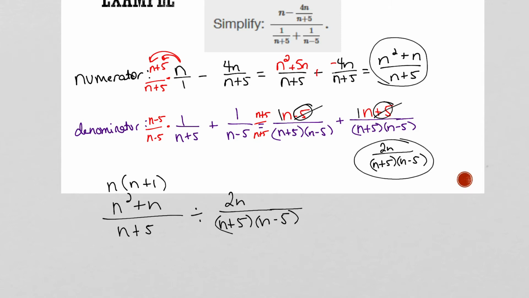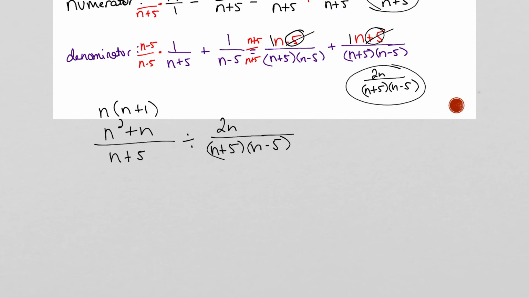So let's see here. Oh, let's keep change flip. Sorry, I almost missed that part. Okay, so I'm left with n times n plus 1 over n plus 5. Change your sign to multiplication. Now we're flipping the second one.